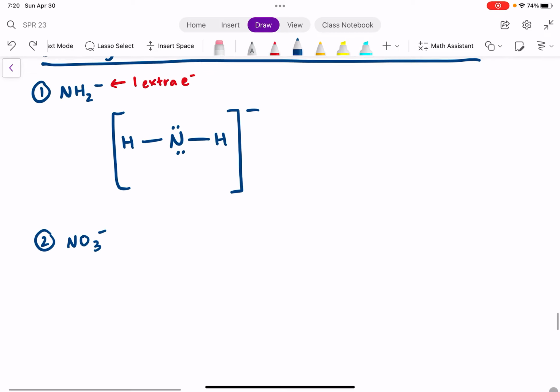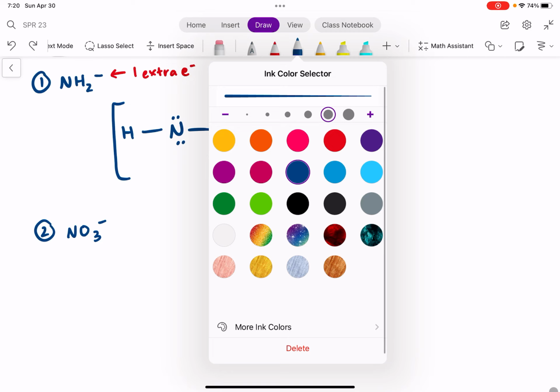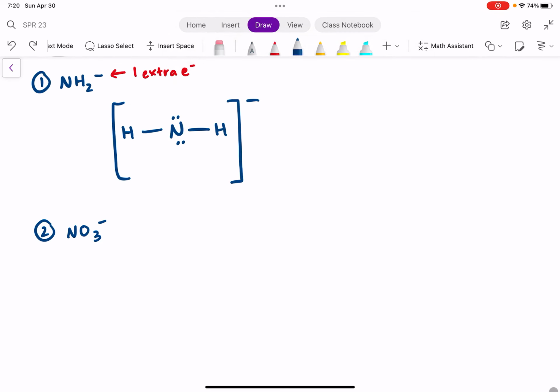Okay, let's try this next one. So we have our nitrogen bonded to 3 oxygens, and there's a negative charge. So let's put nitrogen in the middle and oxygens around our central atom, and let's go ahead and populate our electrons. So again, nitrogen has 5 valence electrons. Oxygen has 6. I'll put it like that, I guess.